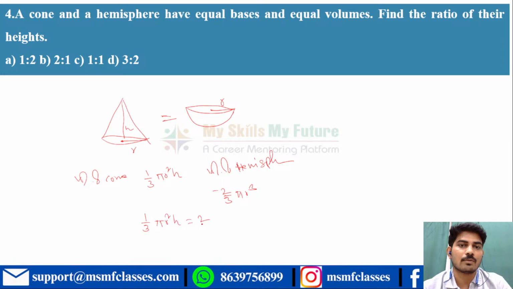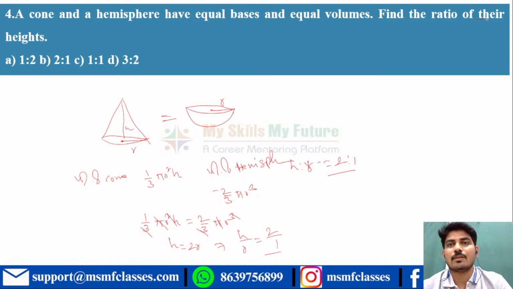2 by 3 pi r cube, and the pi and the 1 by 3 get cancelled, and r square gets cancelled. What I am left with is h equals 2r, and if I take the h by r ratio, it will be 2 by 1. So if I write it as a ratio, h is to r will be equal to 2 is to 1. So the ratio of their heights will be 2 is to 1, which is presented in option B.